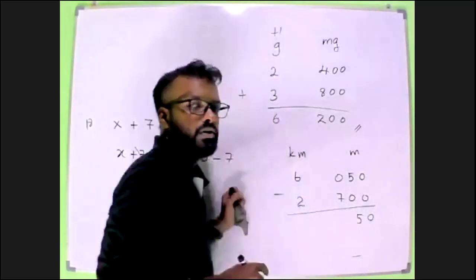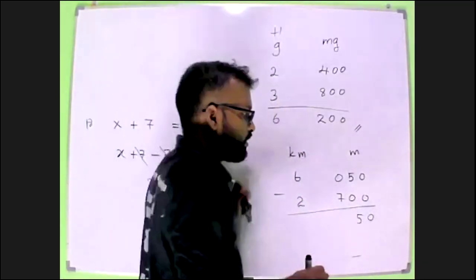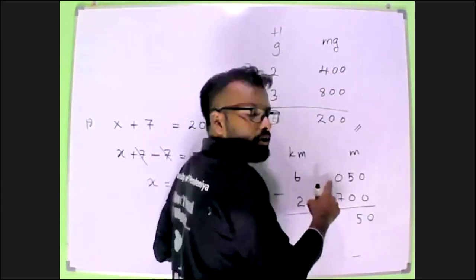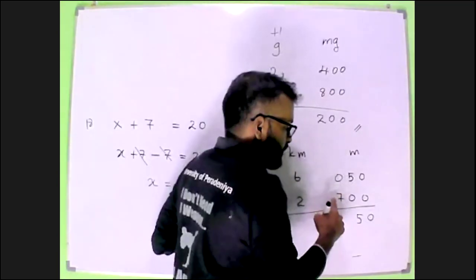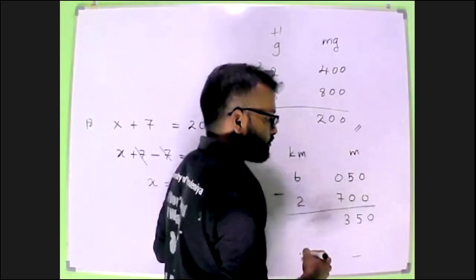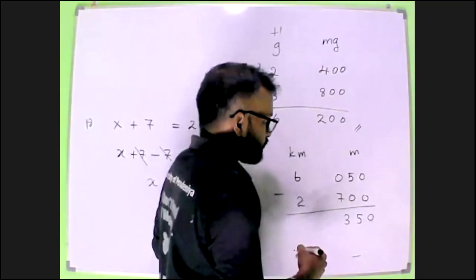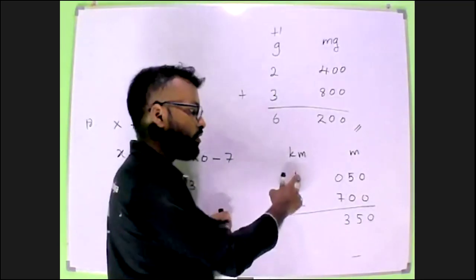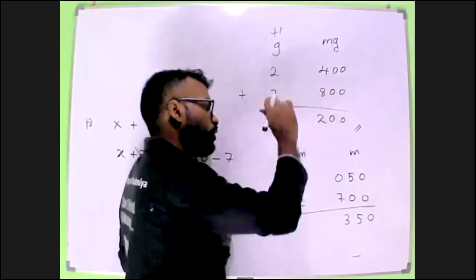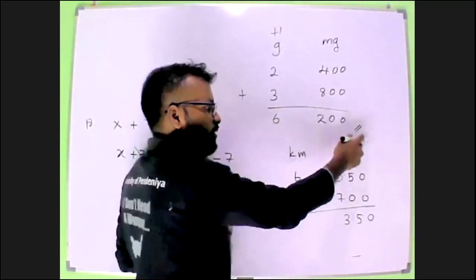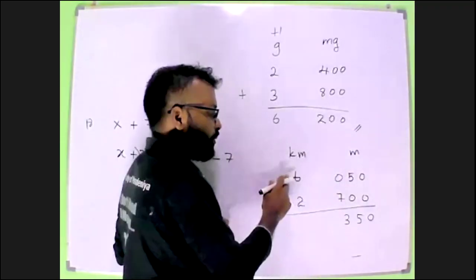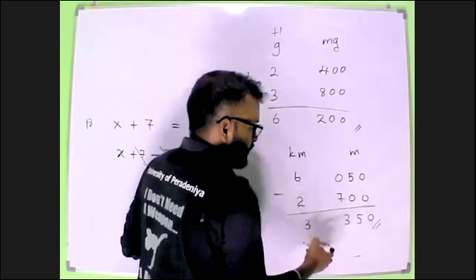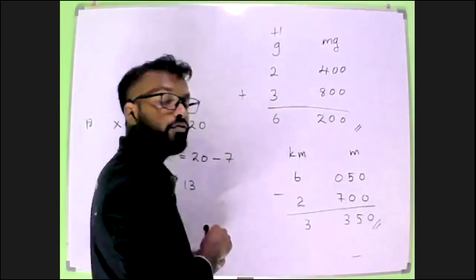And 0 minus 7, you cannot do that, right? So you have to take 1 from this side. So this becomes 10. 10 minus 7 will give you 3. Now here, before we had 6. Now we have taken 1 to our right hand side, this meter part, and the remaining number is 5. 5 minus 2, 3. So the answer will be 3 kilometers and 350 meters.